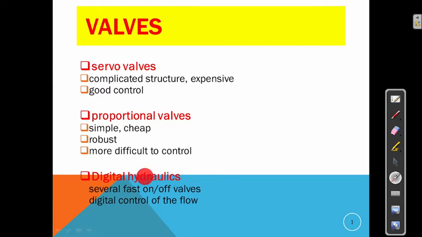And digital hydraulics, there are several fast on-off valves and digital control valves. These are the valves in the pneumatics.